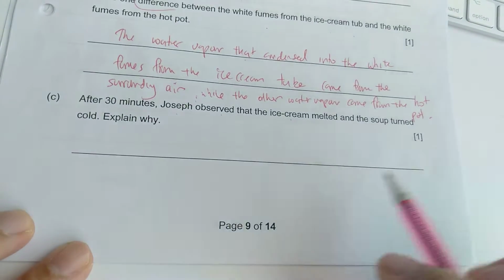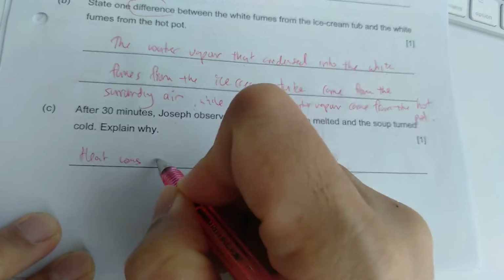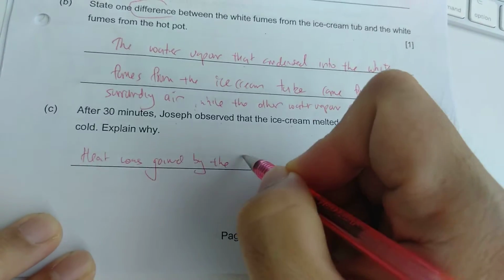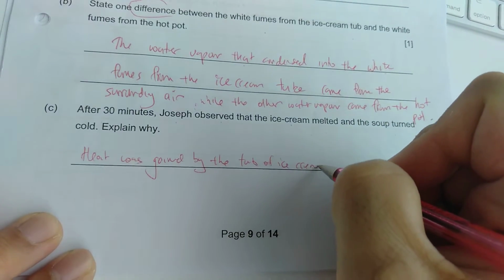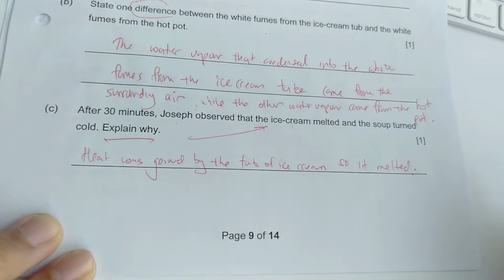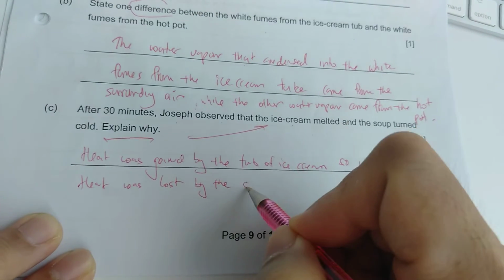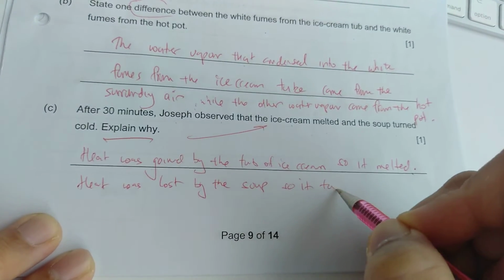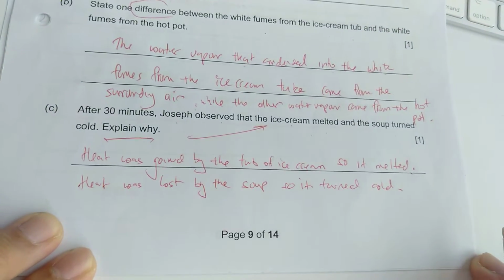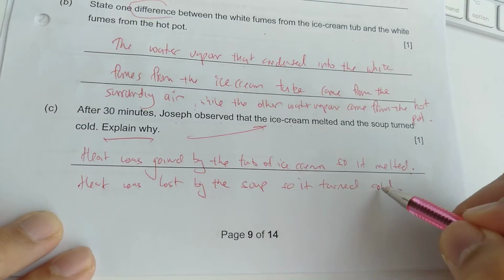So he observed this, explain why. So you can explain that heat was gained by the tub of ice cream, so it melted. This explains why ice cream melted. Next one, heat was lost by the soup, so it turned cold. Simple. You gain heat, well, it becomes hotter. In this case, the ice cream turned from solid to liquid, it melted. And for the soup, hot soup, it lost heat, so of course it turned cold. Right? Next one, question 27.